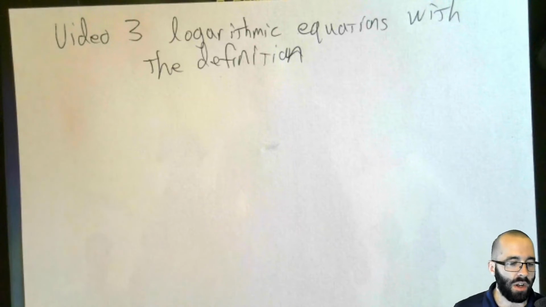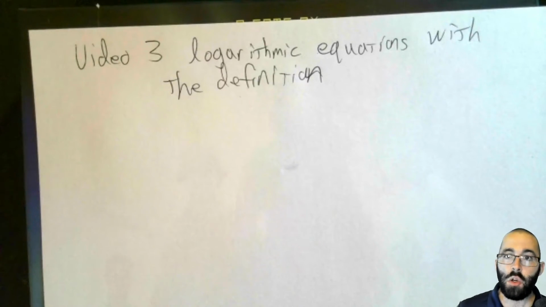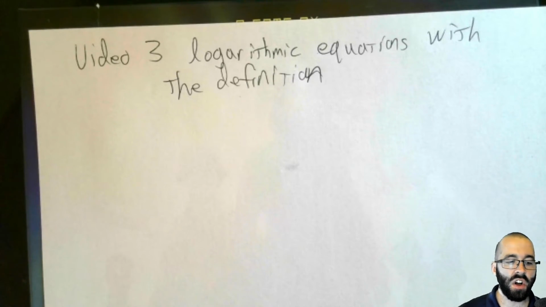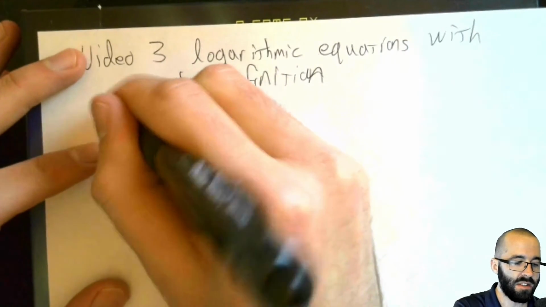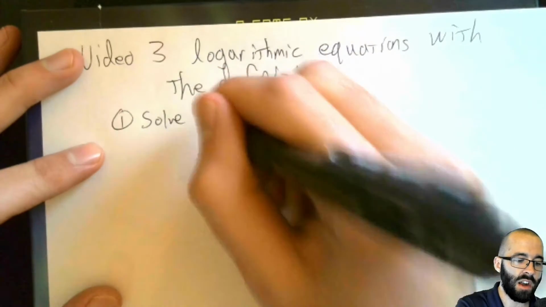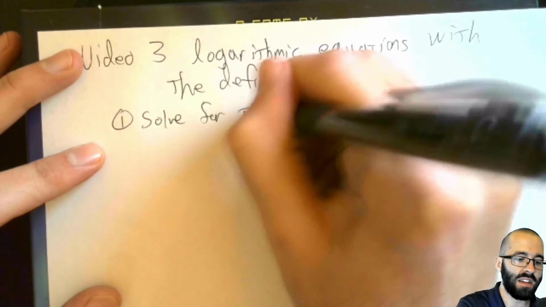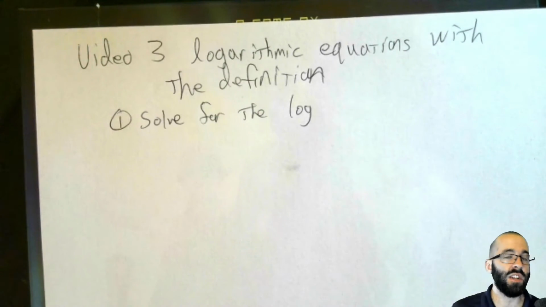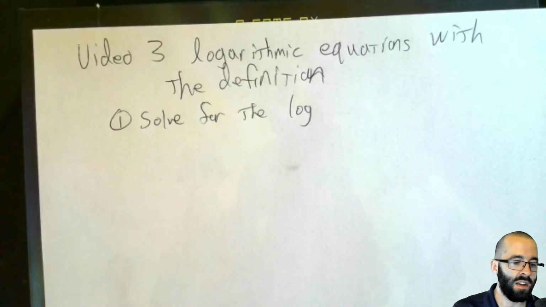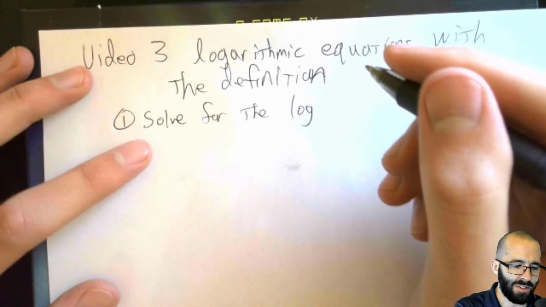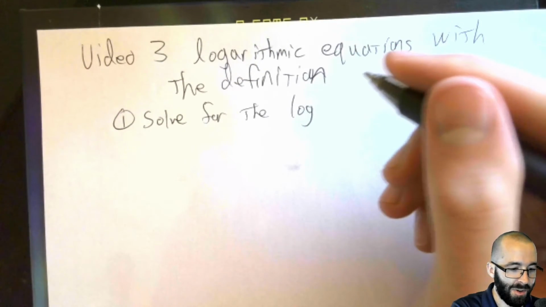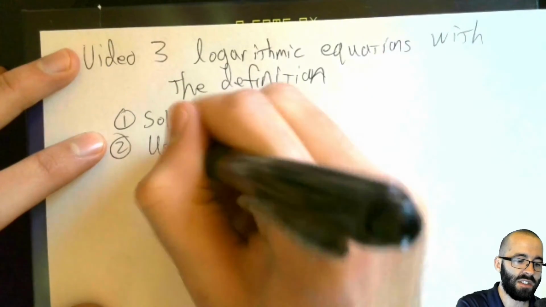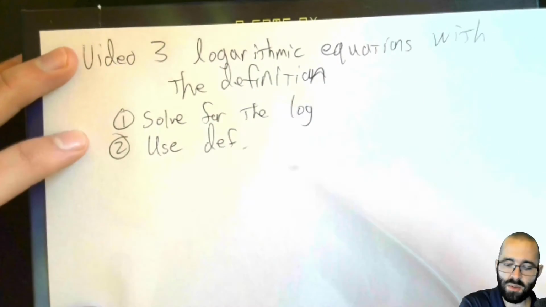All right, everyone, we're going to do logarithmic equations using the definition. And the key for this one is to solve for the logarithm, okay? Step one is get the logarithm by itself, similar to the last video where we solved exponential functions with logarithms. I'm recording these out of order, so that's a weird thing to say, but it is your most recent video. Solve for the log, and then use the definition. All right, so let's see what this looks like.